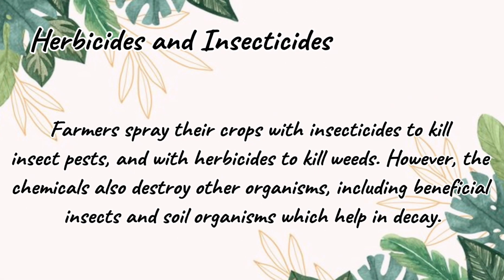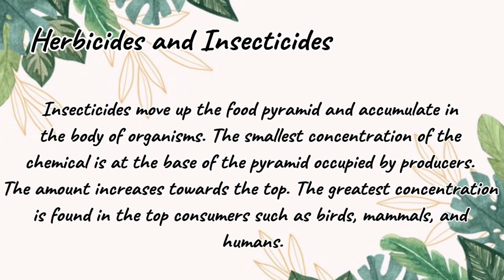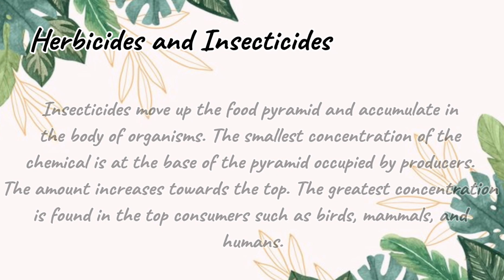Herbicides and insecticides. Farmers spray their crops with insecticides to kill insect pests and with herbicides to kill weeds. However, the chemicals also destroy other organisms, including beneficial insects and soil organisms, which help in decay. Insecticides move up the food pyramid and accumulate in the bodies of organisms. The smallest concentration of the chemical is at the base of the pyramid, occupied by producers. The amount increases towards the top.